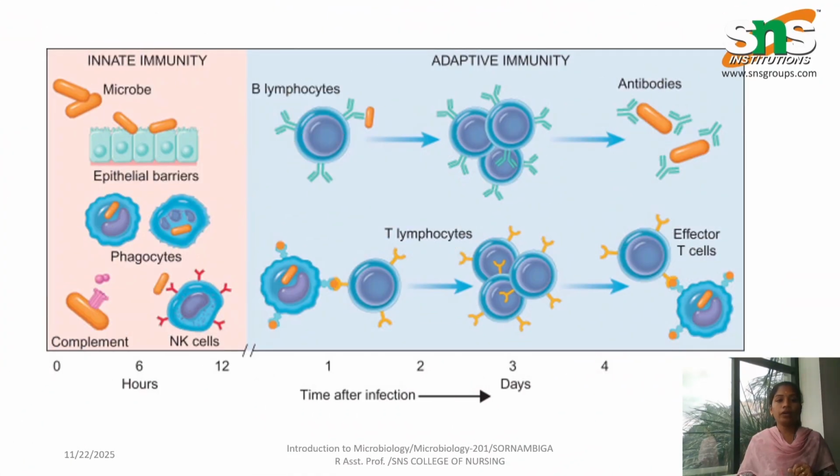Now we are moving on to immunity: innate immunity and adaptive immunity. Innate immunity is naturally present in our body through the phagocytic process, and adaptive immunity is induced through B lymphocytes and T cells. Through lymphocytes it is more effective in avoiding disease conditions.